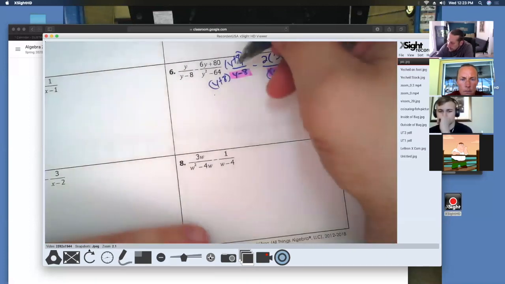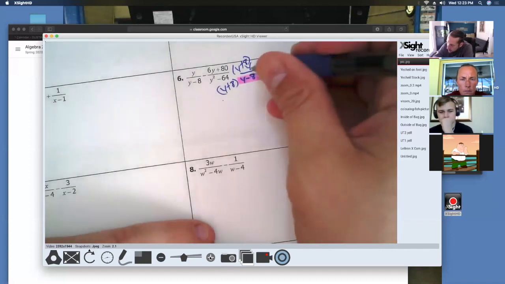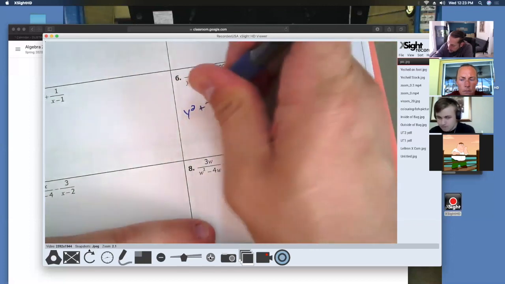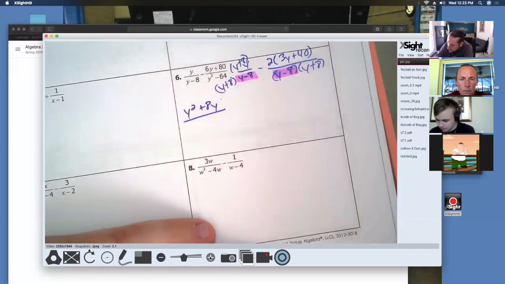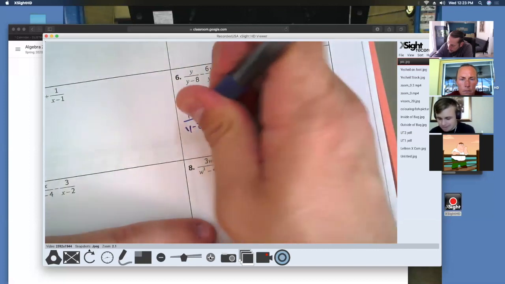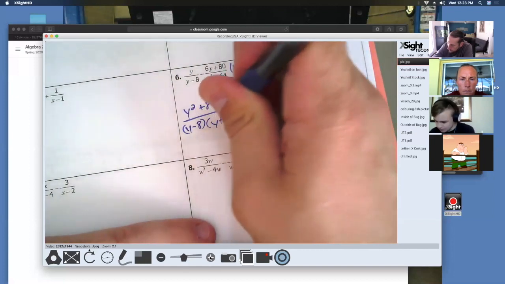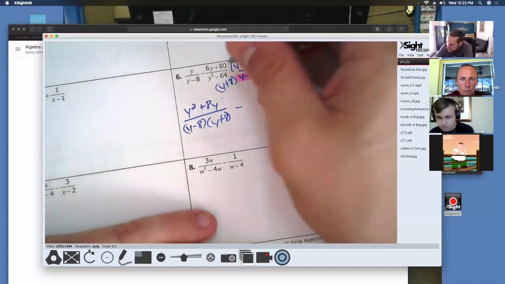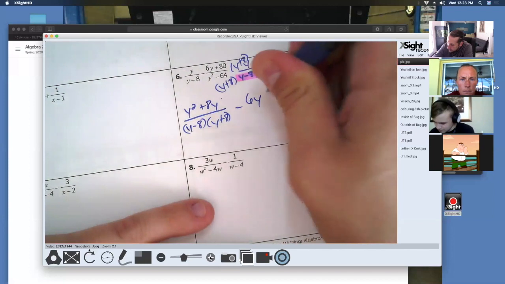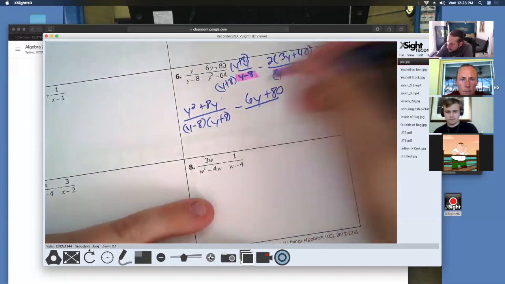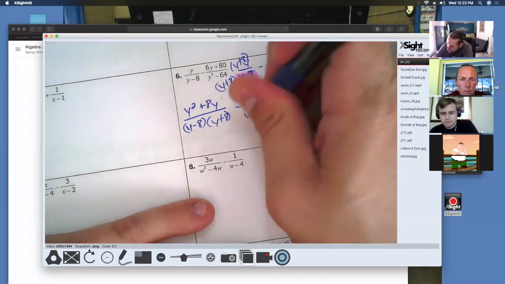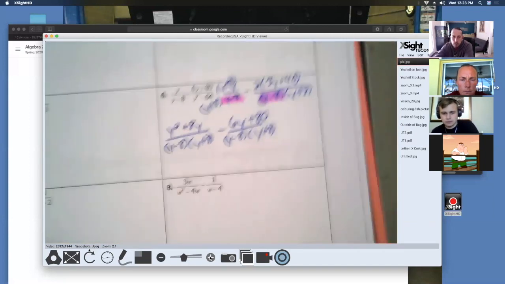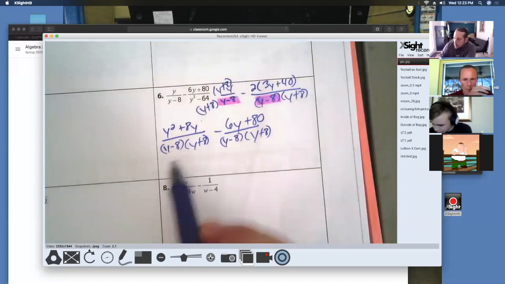Okay. So over here, y times y is y squared, y times 8 is 8y. Then over here, I'm going to have my y minus 8, y plus 8. I'm going to go ahead and put this back in there just because I didn't need to pull it out. I think it'll be easier if it's left like this. All right, and then on the bottom, I have my y minus 8, y plus 8. Okay. So now I have common denominators.